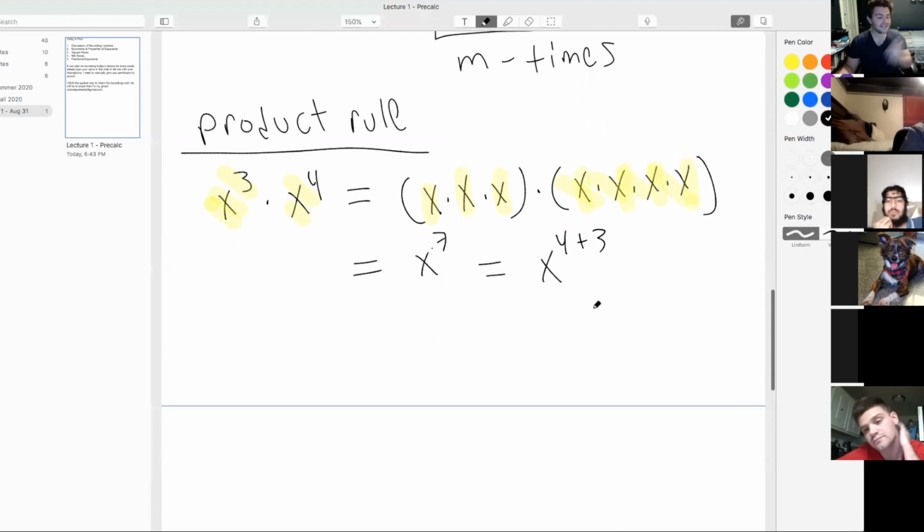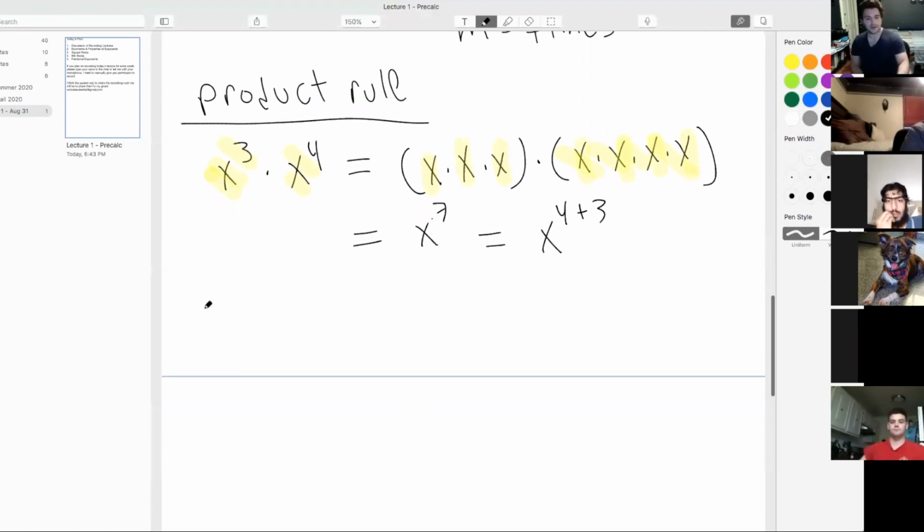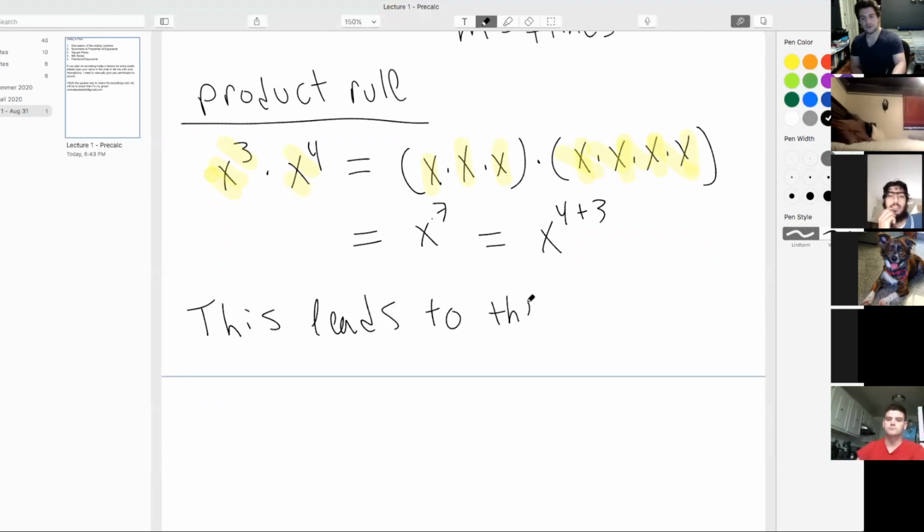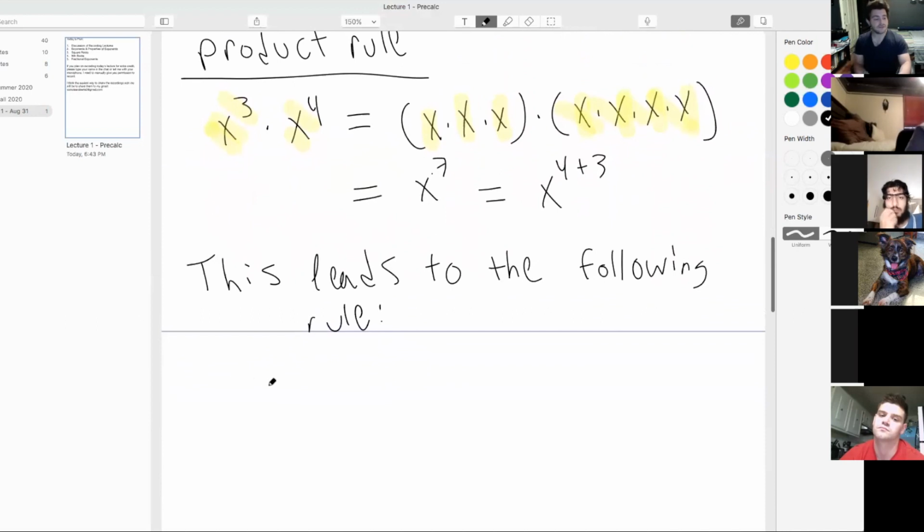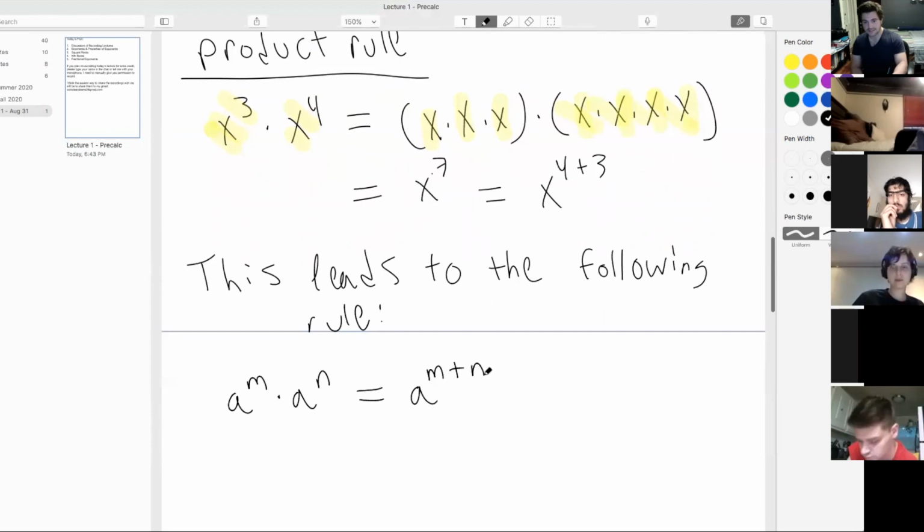Okay, so this leads to the following rule. All right, and here is the product rule. It states that a to the m multiplied by a to the n, we can do this very quickly. This is just a raised to the m plus n, okay? So when we multiply 2 exponents with the same base, you just add up the powers. And that's what we did here.